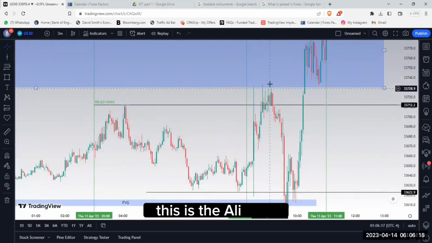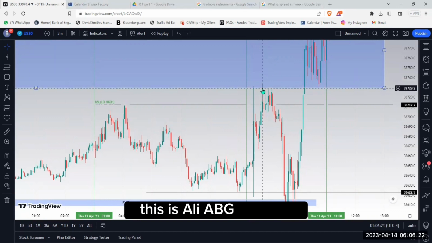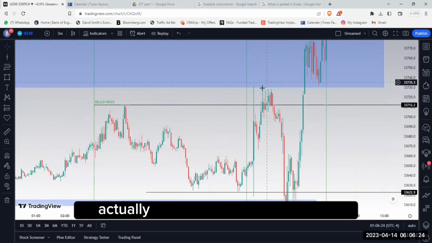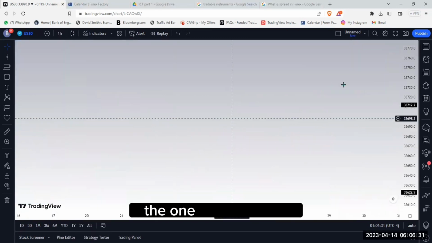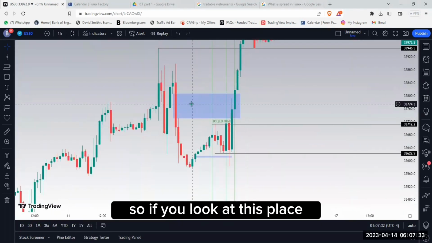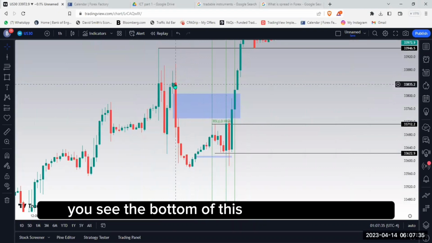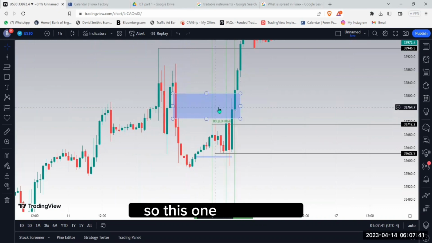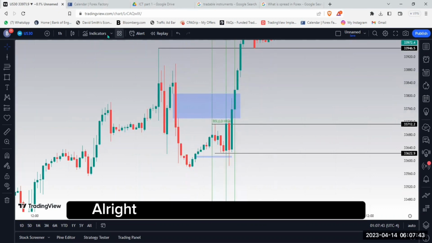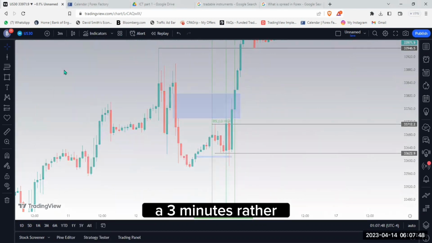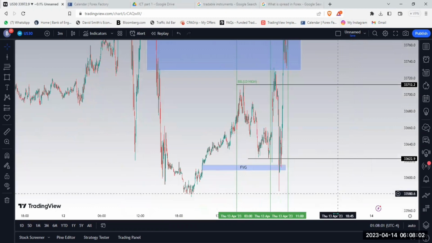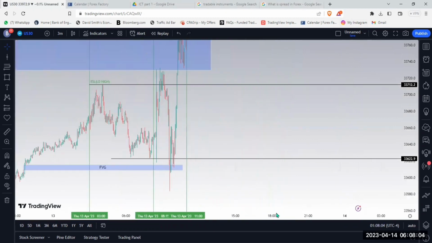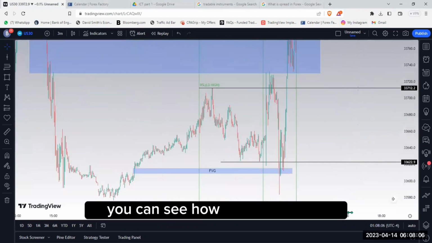This is the hourly FVG. So price actually tapped into it if you check the 1 hour time frame. If you look at this place, you see the bottom of this particular candle and the high of this one. You see the gap. So this is the 1 hour FVG. All right, so let's go back to the 3 minutes. You can see how it tapped into it.